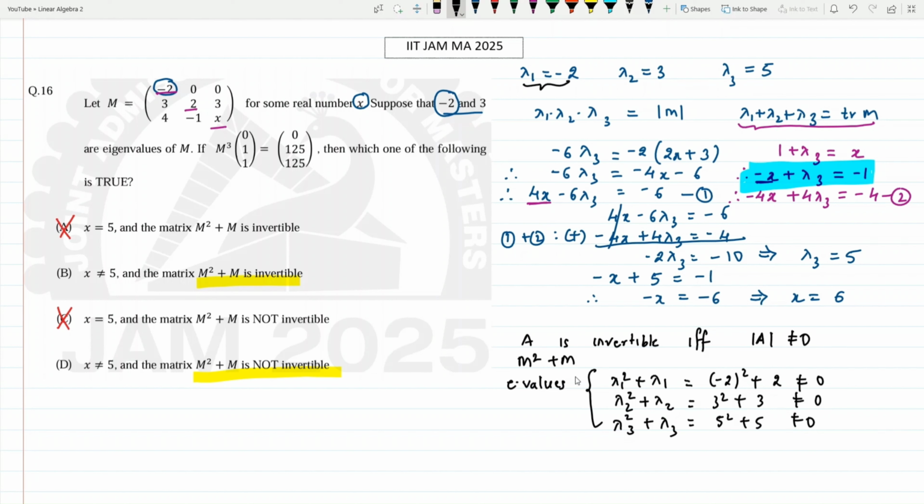So thus we have that all three eigenvalues of M square plus M are non-zero, and hence the product of these eigenvalues will also be non-zero. And with that we can finally conclude that M square plus M is going to be an invertible matrix. Thus one can conclude that option B is the correct one.